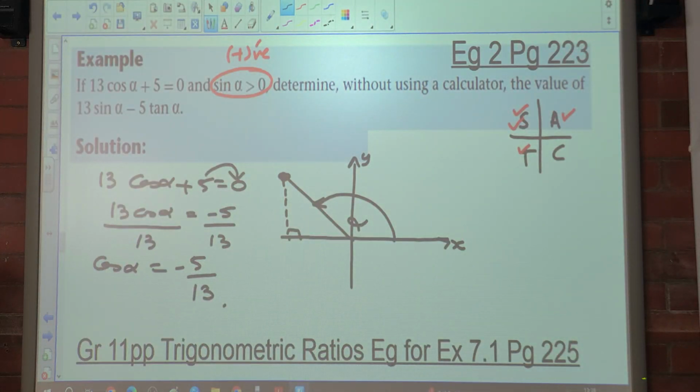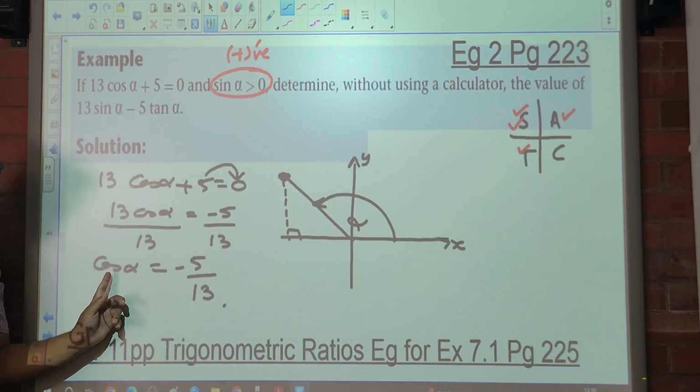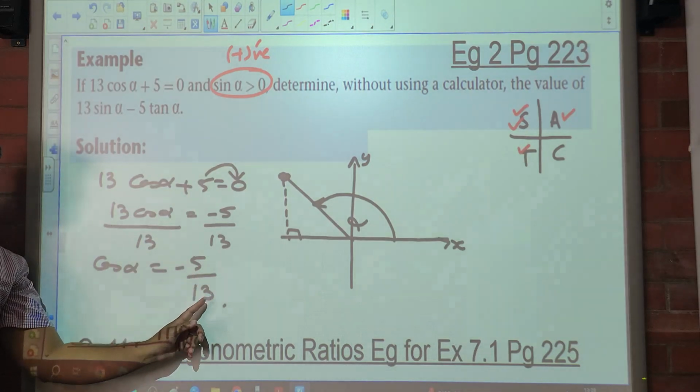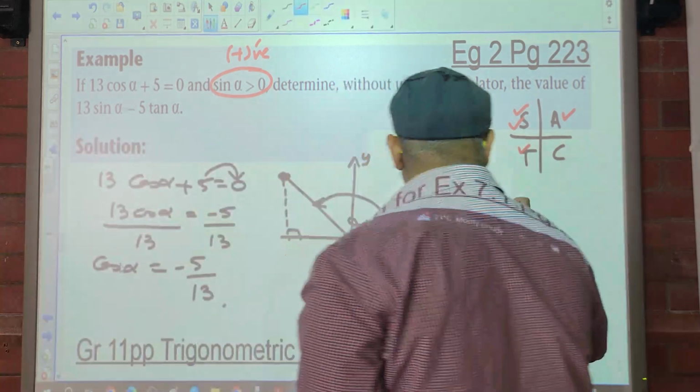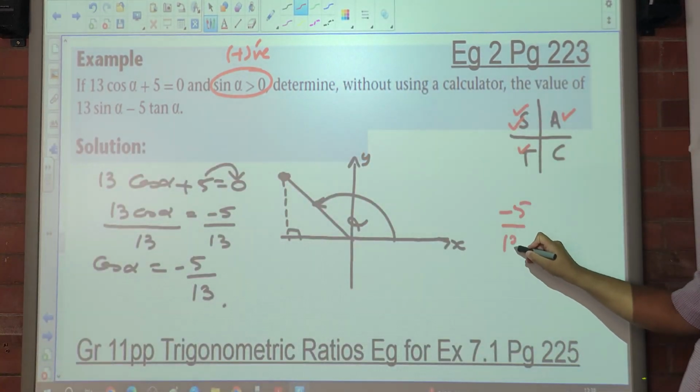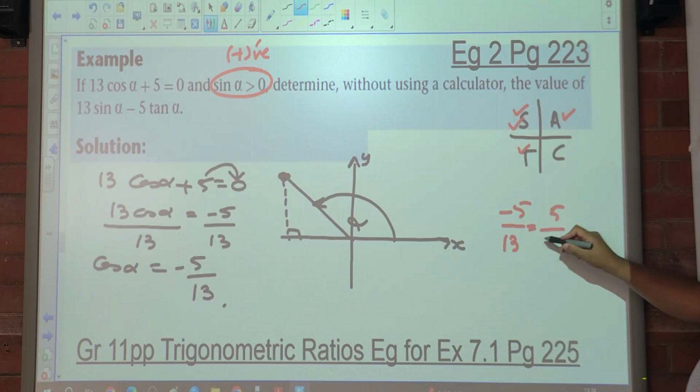Okay. So what does this say? Cos of alpha is negative 5 over 13. Well, remember, I got negative 5 over 13. That is the same as 5 over negative 13. You all agree with that? Which is the same as negative 5 over 13. All of that is the same.